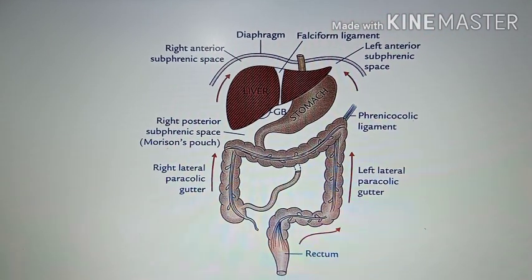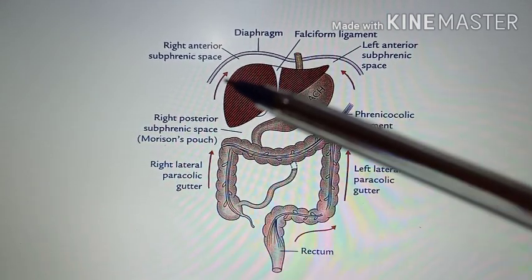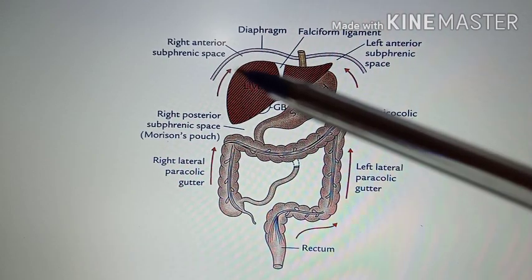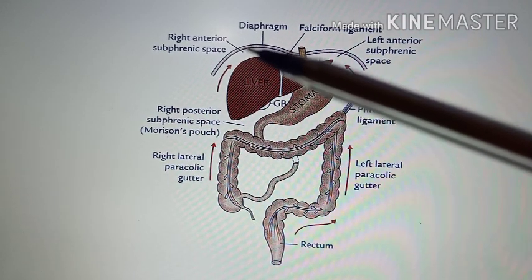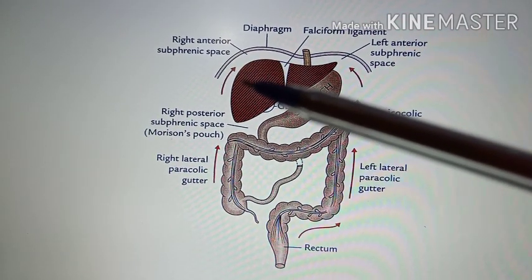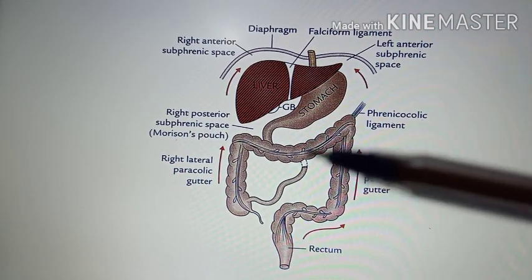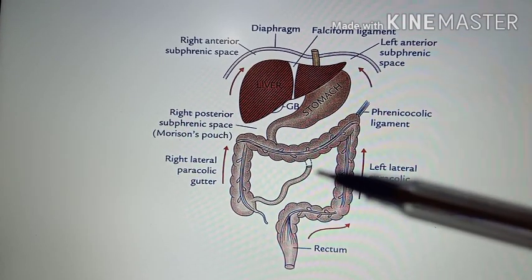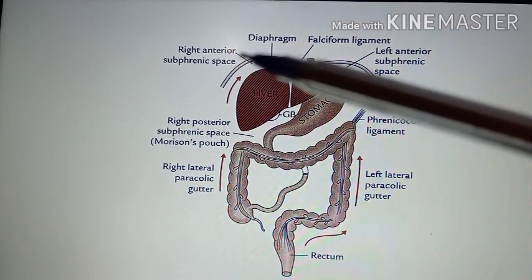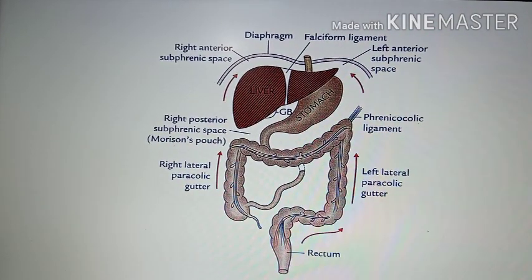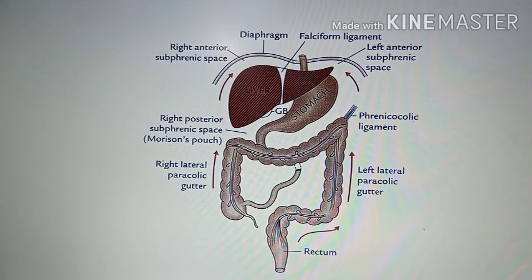ligament. Now coming to the second recess, that is the right anterior intraperitoneal recess, also called the right suprahepatic recess or the right subphrenic recess. Suprahepatic means above the liver, subphrenic means below the diaphragm. This lies between the anterior surface of the right lobe of liver and diaphragm, in front of the superior layer of coronary ligament and right triangular ligament.